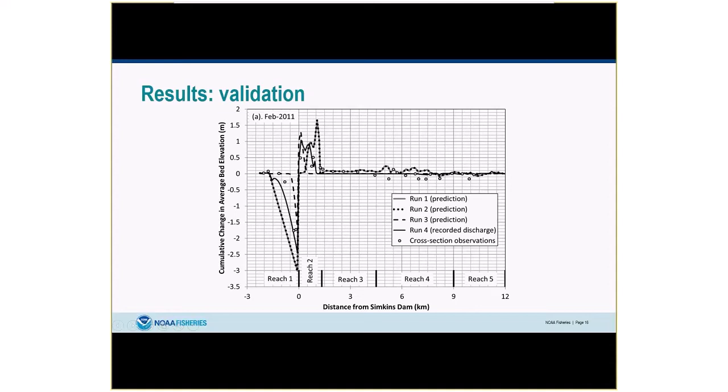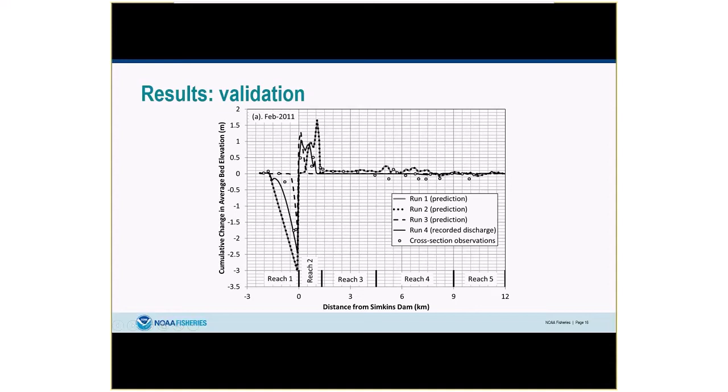And this is a phenomenon that's been observed here at the Simkins site and many others around the country. So, for example, Merrimack Village Dam in New Hampshire, or Marmot Dam in Oregon, and even the Elwha dams in Olympic National Park.